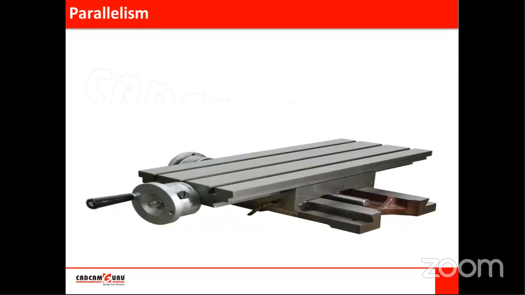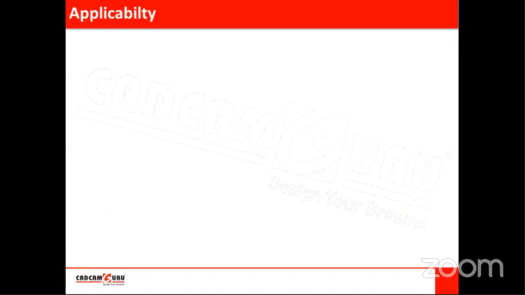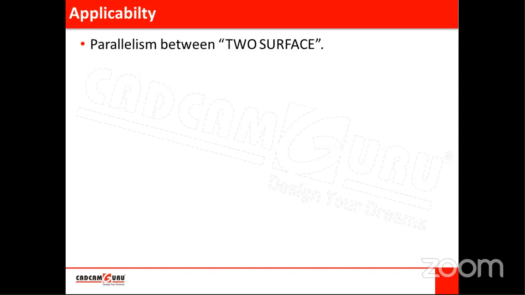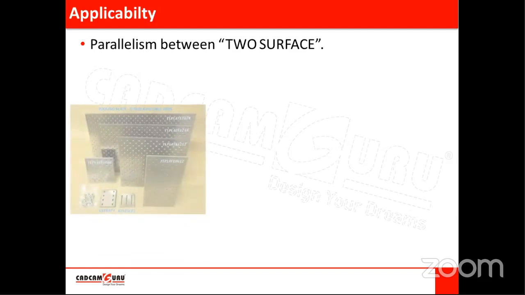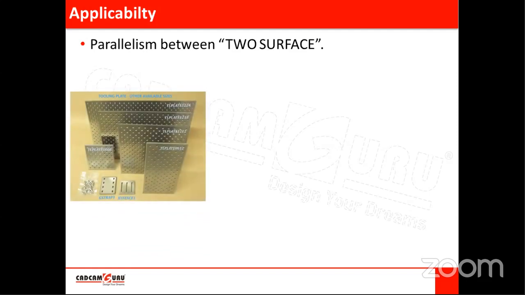So we can see the applicability, meaning what the examples are and how parallelism is applicable for different components. While considering parallelism, we can discuss two cases. One is parallelism between two surfaces. Like I told you, two guide surfaces or slide surfaces of some machine. So there are two surfaces, and we are expecting parallelism of these two surfaces within some allowable limit or some permissible deviation. So this is the case where we are expecting parallelism between two surfaces.